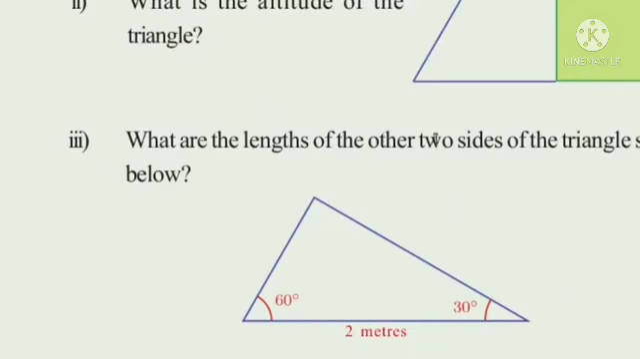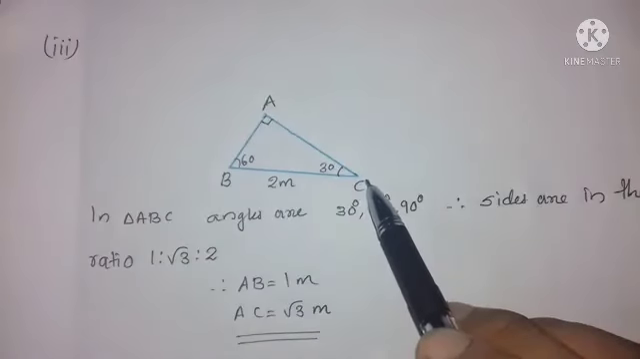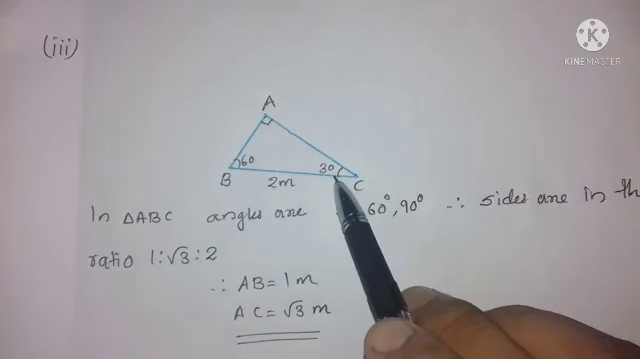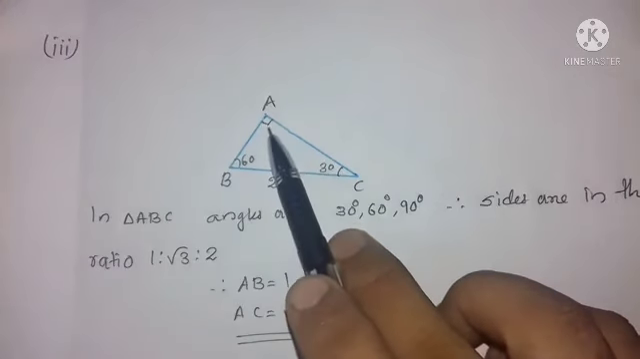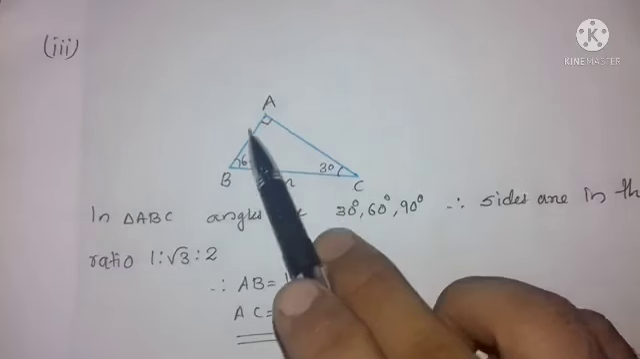What are the lengths of the other two sides of the triangle shown below? Angles 60 and 30 and one side is 2 meters. Let us name the triangle as triangle ABC with BC 2 meter, angle B 60 degrees and angle C 30 degrees. Angle A will be 90 degrees. So the third angle will be 90 degrees.